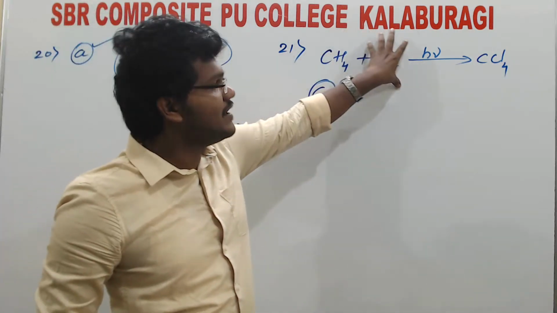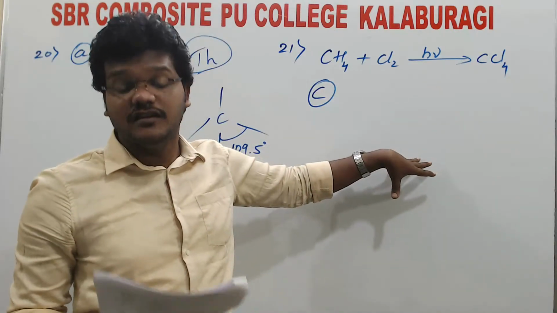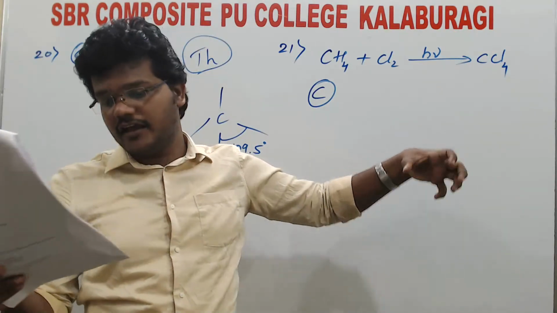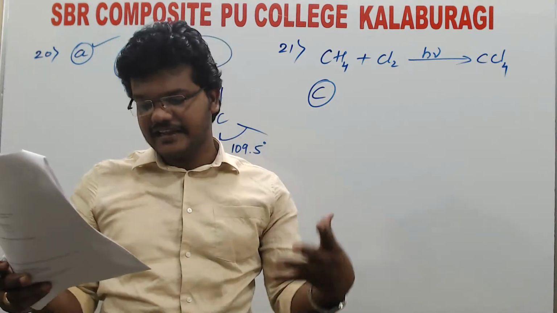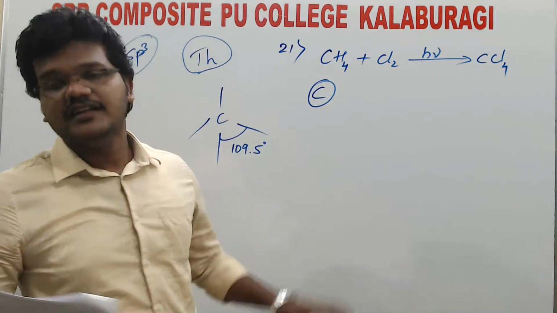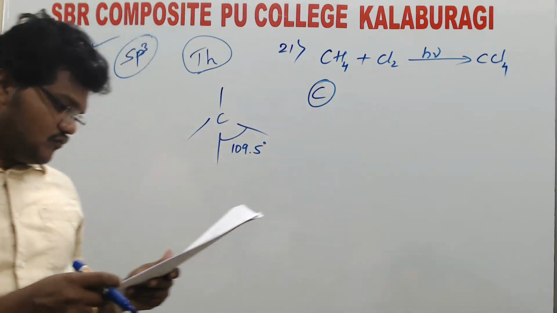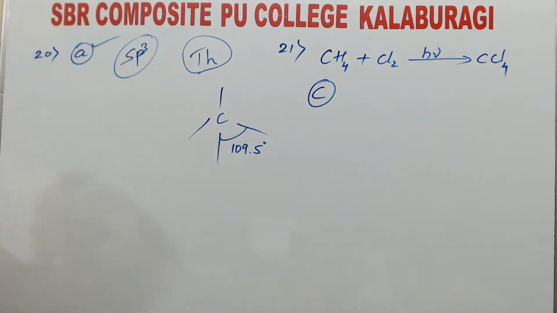So alkanes can undergo halogenation. It is an example of free radical substitution reaction. So it is option C. For 21, it is option C. So let's go for the 22.